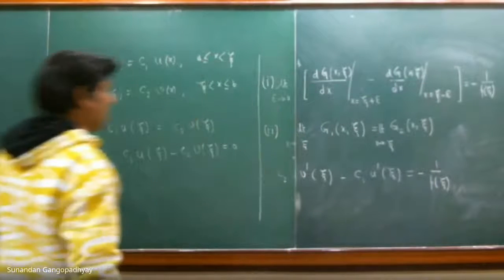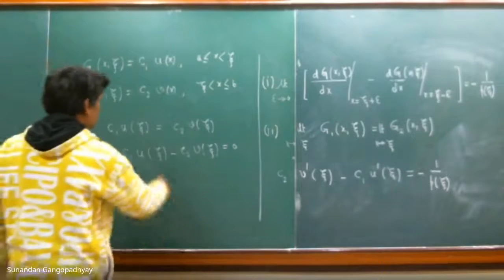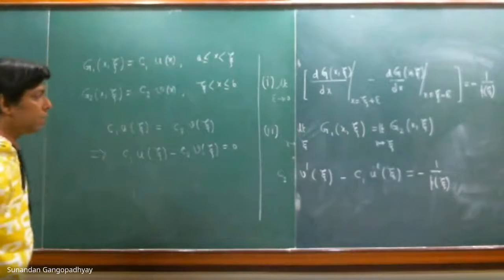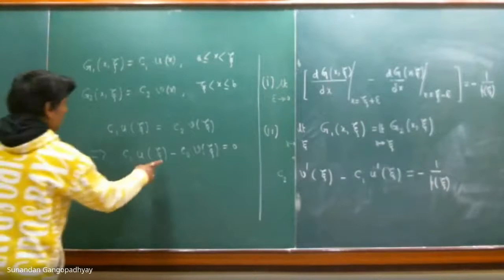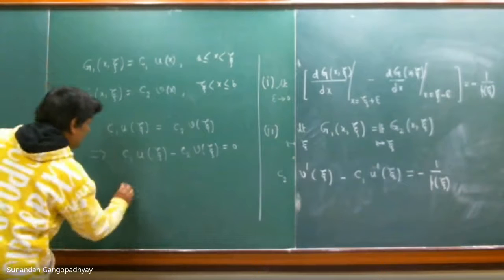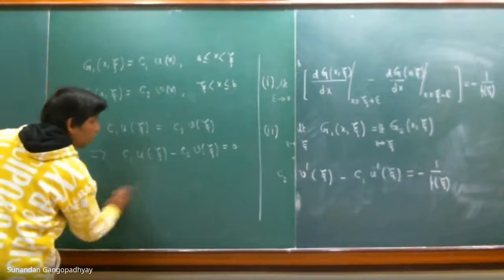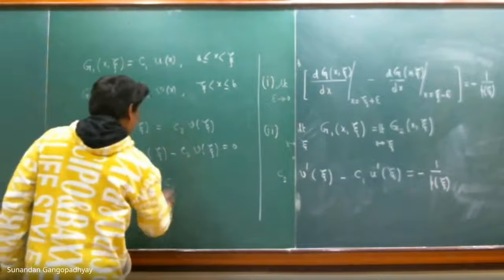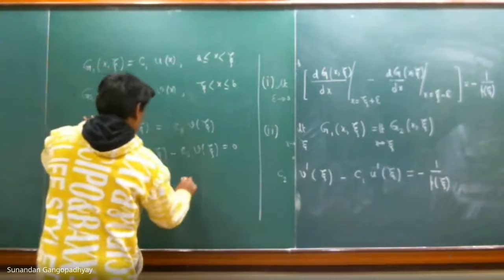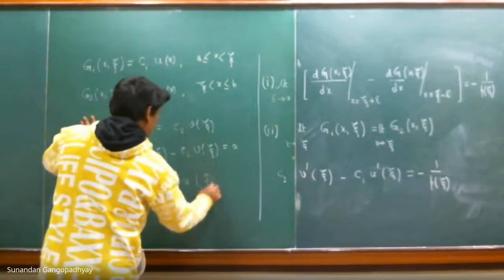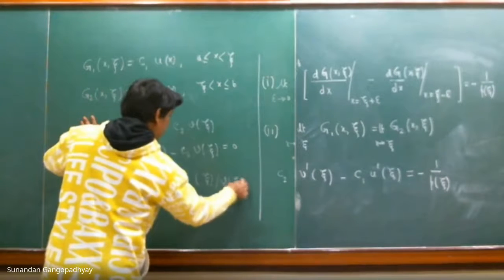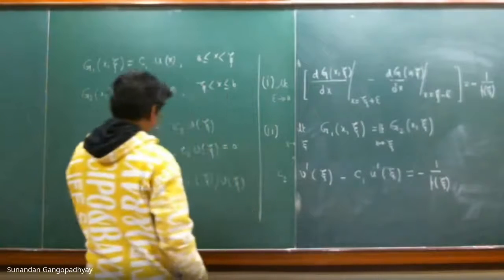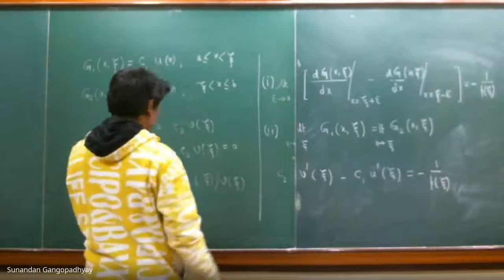So you see that you have two equations. This is equation 1 and this is equation 2, following from these two conditions that g1 and g2 should satisfy. Now this immediately gives us that c2 is equal to c1 u of xi by v of xi. So you can put it over here and you will get c2. You now substitute c2 in this equation.